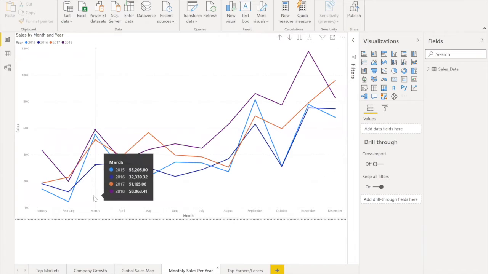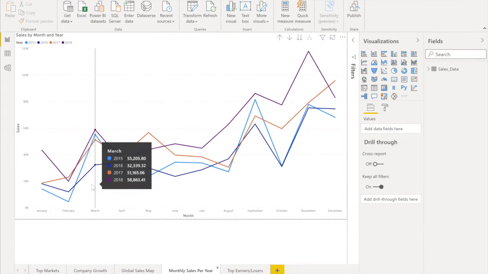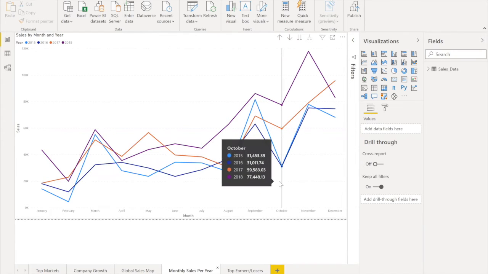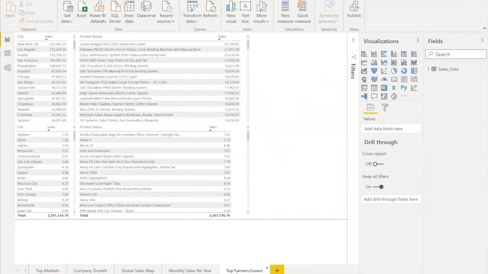And here we have our year over year sales with a pattern here, a sharp decrease in February with an increase in March. We see that again in October and then in November as well. Finally, our top sales market was New York City, and the top product was our advanced copier. The smallest market for sales would be the city of Abilene, and the product would be our Eureka disposable bags.